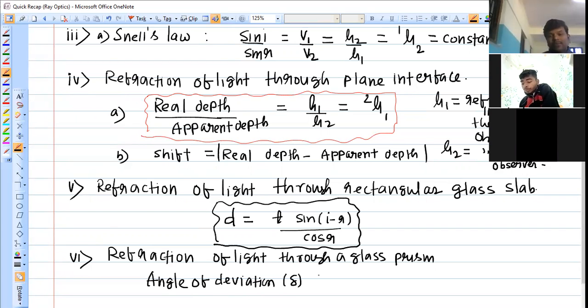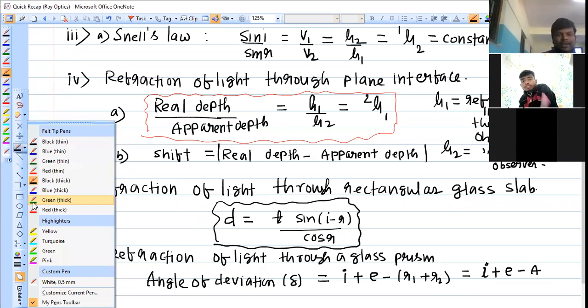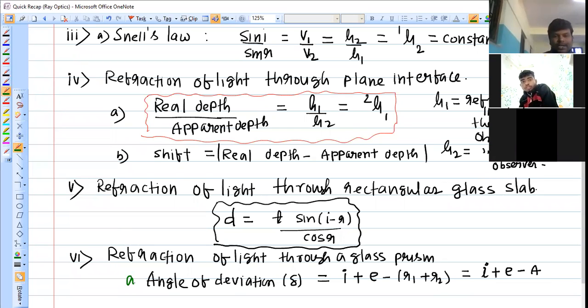Delta is equal to i plus e, angle of incidence plus angle of emergence, minus (r1 plus r2), the two angles of refraction. R1 plus r2 we have seen is equal to the angle of prism. So delta equals i plus e minus A. This we have already calculated. So this is the first formula that we have obtained in refraction of light through a glass prism, the angle of deviation.